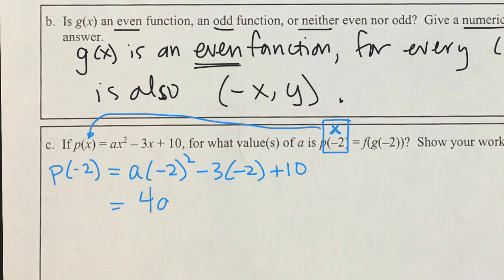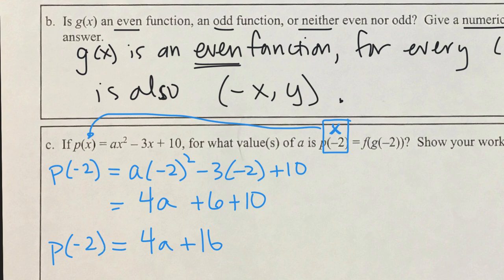Okay, so this is 4a plus 6 plus 10. Our equation comes out to be 4a plus 16. So that's the equation that we get with an x of -2. So we have an equation for p of -2. Super. Now we have to figure out what is the number that goes along with p of -2.